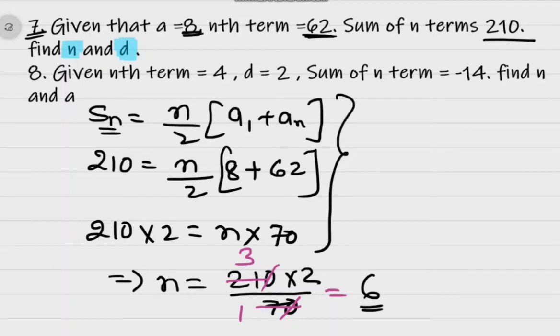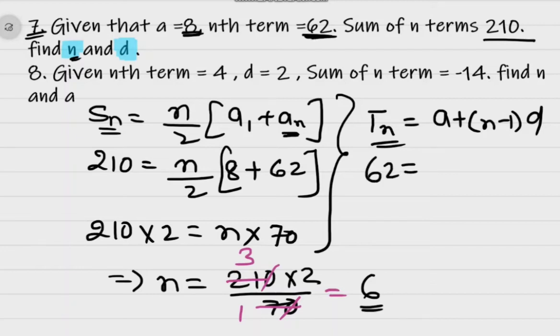Now once you know the value of n, you can put it in the nth term. So the nth term will be equal to a plus n minus 1 into d. This you know. And this is Tn, the nth term an. So what is your an? The nth term is 62. So 62 will be equal to, how much is your a? a is equal to 8. So 8 plus n, the value of n is 6, so 6 minus 1, 5 into what is your d? You don't know. You have to calculate d.